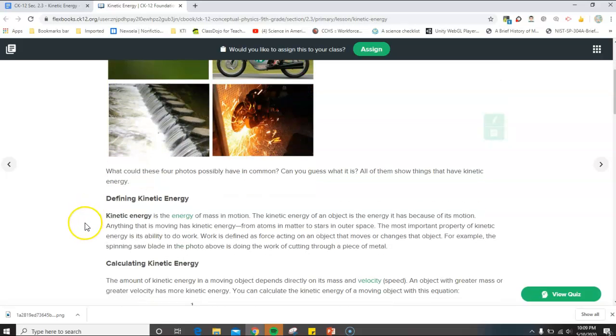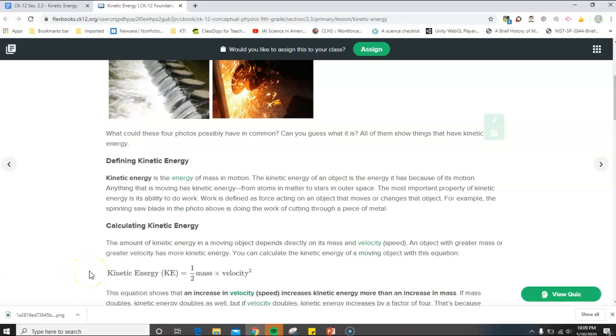So what is the definition of kinetic energy? It is basically the energy of mass in motion. Kinetic energy is being exhibited anytime something is moving. Lots of things move. Atoms of matter move. Stars in outer space move. You move. Cars move. Anytime you see something moving, that is an exhibition of kinetic energy. We think of the most important property of kinetic energy as being the ability to do work. When something's moving, it has the ability to move or change something else, to pass its energy along and to cause a change in something else.